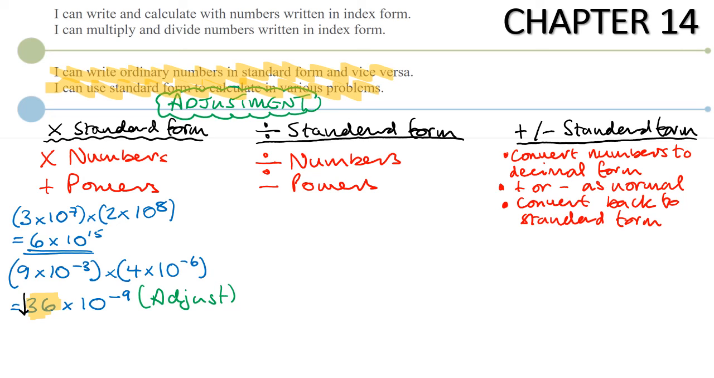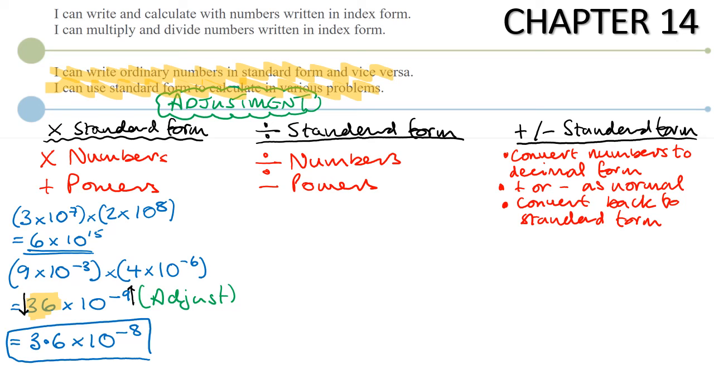So what we do to keep it all balanced, we add 1 to the power. So if we do that, the 36 will become 3.6. I've made it smaller, but I can't just change that on its own. To keep it balanced, I need to make the power bigger, so I add 1 to the power. So that would be 3.6 times 10 to the power of negative 8. So that would be my final answer.